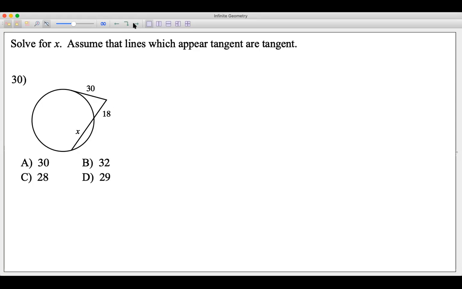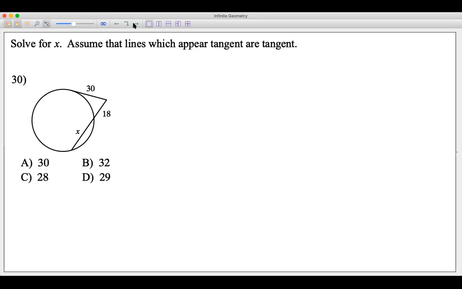This one's going to require some calculation, but don't panic. 30 squared is 900. 18 times 18 is 324, plus 18X. Subtract 324 from 900 and you get 576. Divide that by 18 and you get 32. And that is answer B.